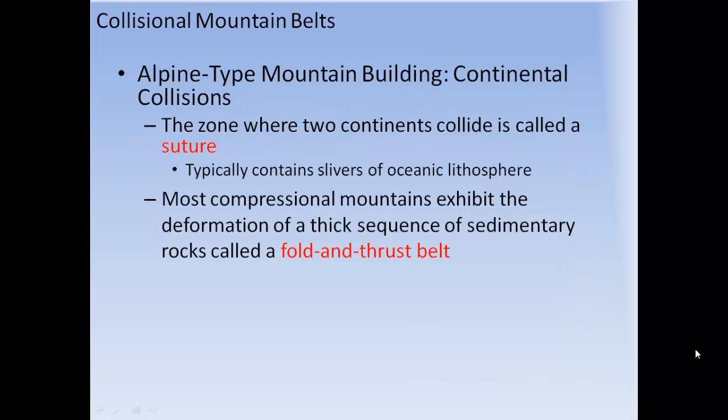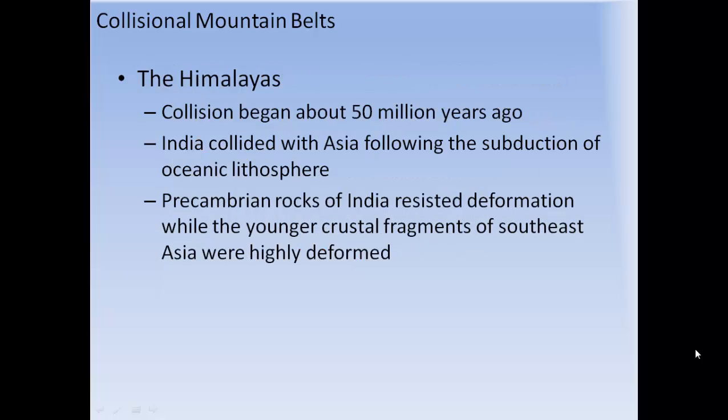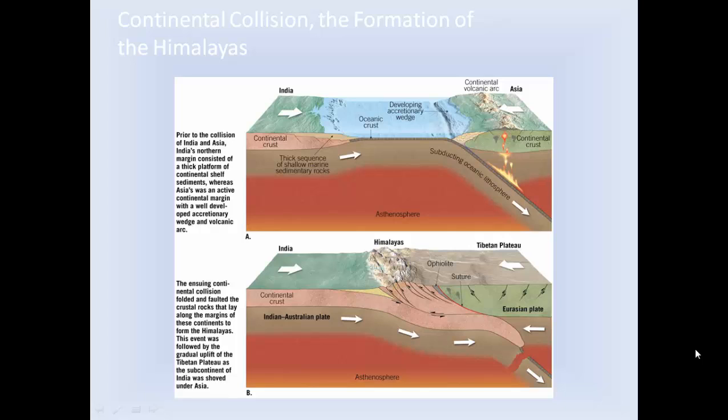Alpine-type mountain building, continental collisions. A zone where two continents collide is called a suture. It typically contains slivers of oceanic lithosphere. Most compressional mountains exhibit deformation of a thick sequence of sedimentary rocks called a fold and thrust belt. The Himalayan collision began about 50 million years ago. India collided with Asia following subduction of oceanic lithosphere. Precambrian rocks of India resisted deformation, while the younger crustal fragments of Southeast Asia were highly deformed.